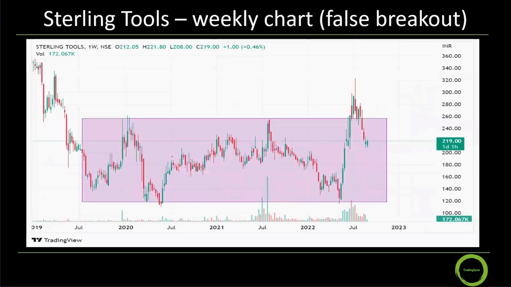Now let's see an example of a false breakout which had occurred in Sterling Tools. So this is the weekly chart of Sterling Tools, and you see that Sterling Tools had given a breakout at this candle. But guess what? I predicted before that this is going to be a false breakout by simply using my second rule, because you can see that most part of the candle is inside the box, and also after the breakout the stock was showing too many bearish moves. So this eventually turned out to be a false breakout.